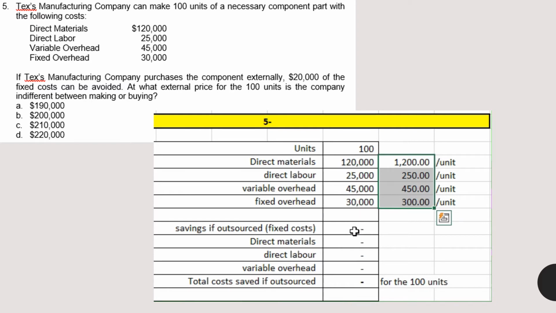If the item is outsourced, we're told that the company would save $20,000. And obviously, if we're not producing, the direct material costs would be saved, the direct labor costs would be saved, and the variable overhead costs would be saved. So total cost saved if outsourced would be $210,000. Therefore, the difference between making or buying would be at that $210,000 threshold. So any price point below that, the organization should consider buying.